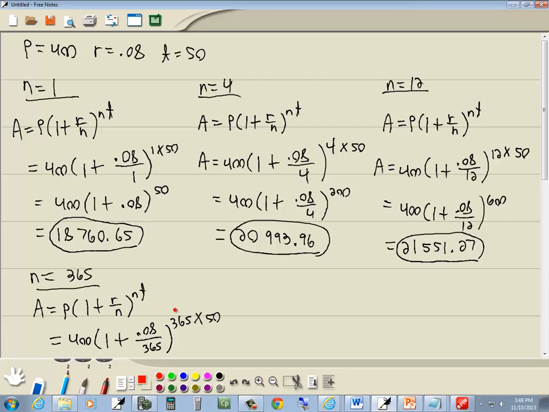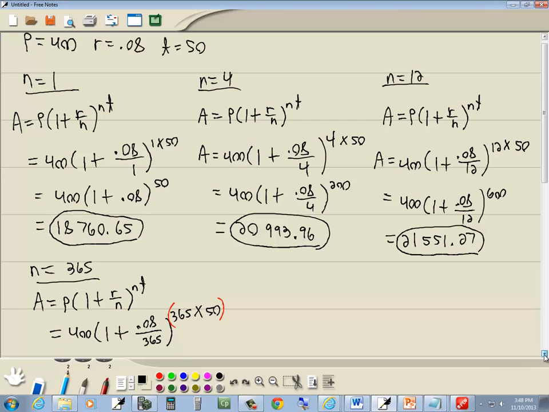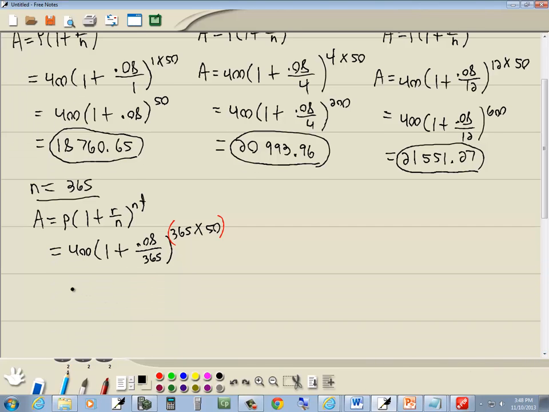Now, this one, I have no clue how to do it in my head, 365 times 50. So I'm just going to type it directly into my calculator. The key is to put parentheses around the 365 times 50. If you ever have more than a single number or a single variable in your exponent, you need to put parentheses around it.